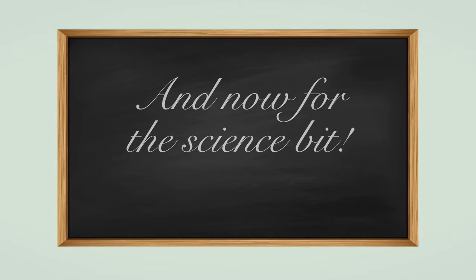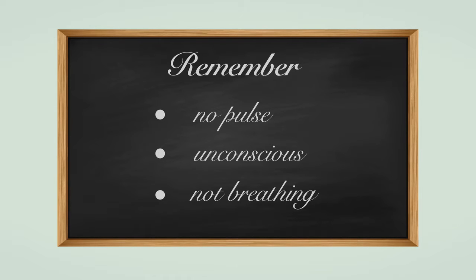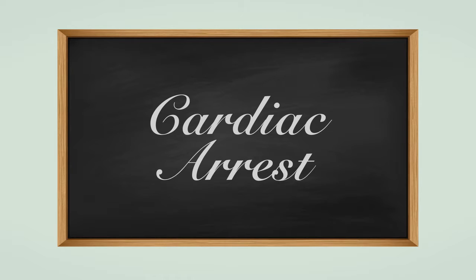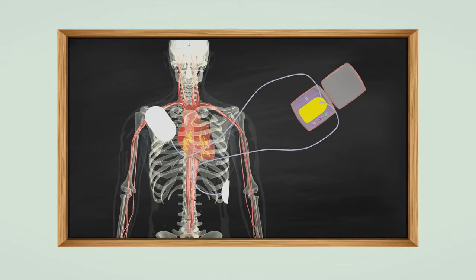If someone collapses and they have no pulse, are unconscious and are not breathing or breathing erratically, they may be suffering from a cardiac arrest. Cardiac arrest is caused by an electrical disturbance in the heart that leads to an abnormal cardiac rhythm. Instead of beating normally, the heart quivers due to ventricular fibrillation.